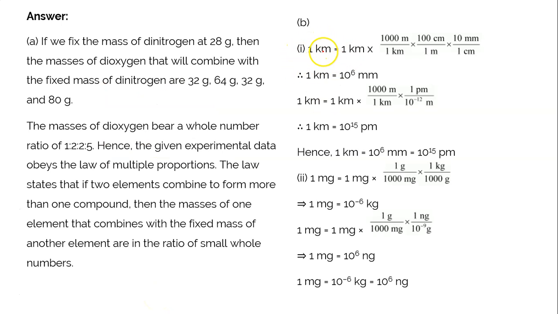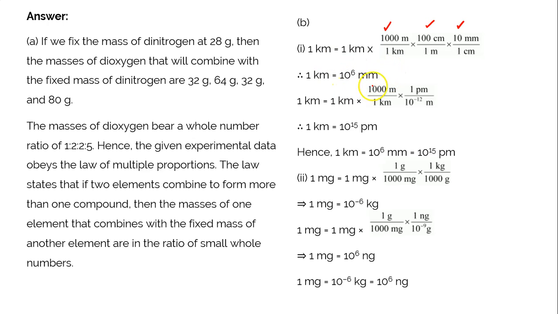So the first one, converting kilometers into millimeters first. 1 kilometer is equal to 10 to the power 6 millimeters. And how do we make this conversion? 1 kilometer converted into meters has to be multiplied by 1000. 1 kilometer converted into meters, and these meters converted into centimeters by multiplying with 100. And this in turn can be converted into millimeters by multiplying with 10. Altogether, it is 3 plus 2 plus 1, 6 zeros, which is 10 to the power 6. 1 kilometer is 10 to the power 6 millimeters.